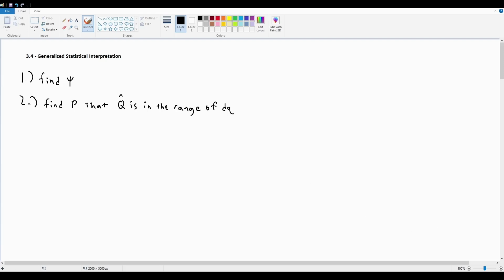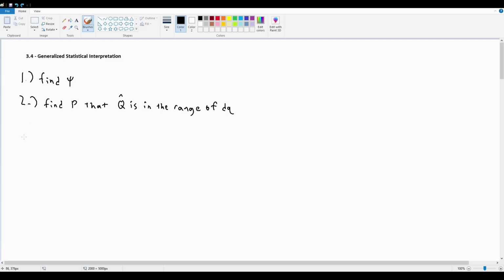So the generalized statistical interpretation is basically going to tell you formally how to do the second problem, and from there you can reverse engineer the process in order to do anything you need for the first problem. It's not really a method, it's more so just formally putting everything that we know into a single statement. So let's just write it out.